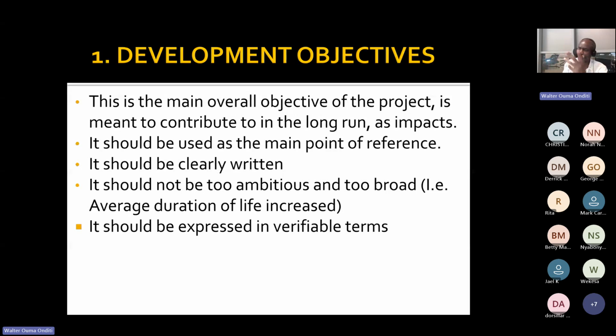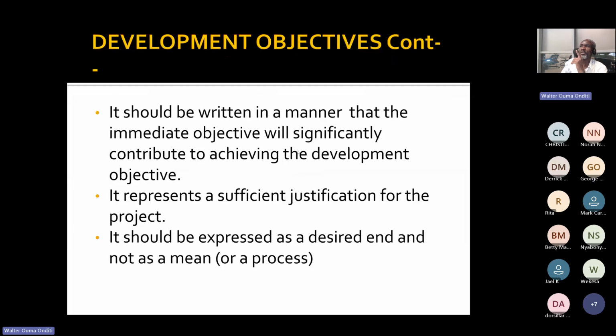You don't just say it. So when you are saying it, you really need to know, is it traceable to that point? It should be written in a manner that immediate objectives will significantly contribute to achieving the development objectives. So let me clarify that. We are saying it is the long-term perspective. But then to get there, the specific objective or purpose of the project comes in. So this is the point that I'm trying to clarify here.